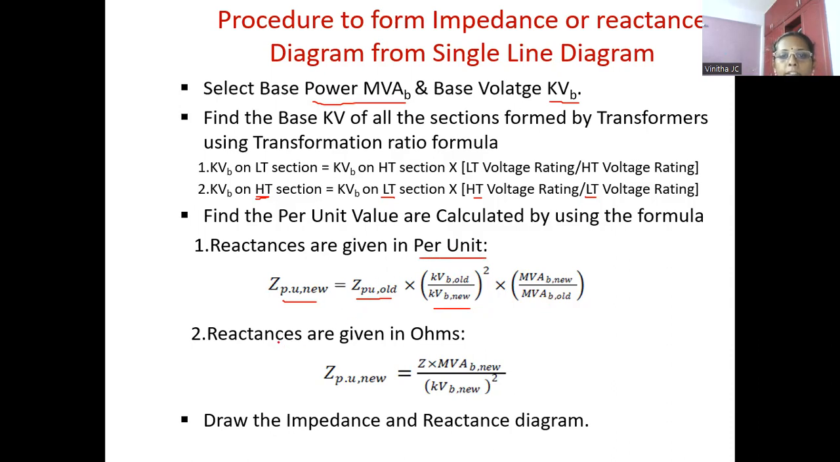If all the reactances are given in terms of ohms, then we can use this formula to calculate the new impedance value, that is Z actual divided by Z base. Z base is equal to KVB the whole square divided by MVAB new. So by using these two formulas, we can calculate the value of Z per unit new. Then after calculating Z per unit new for all the components, finally we can draw the impedance and the reactance diagram. So this is the procedure to draw the impedance and reactance diagram. Thank you.